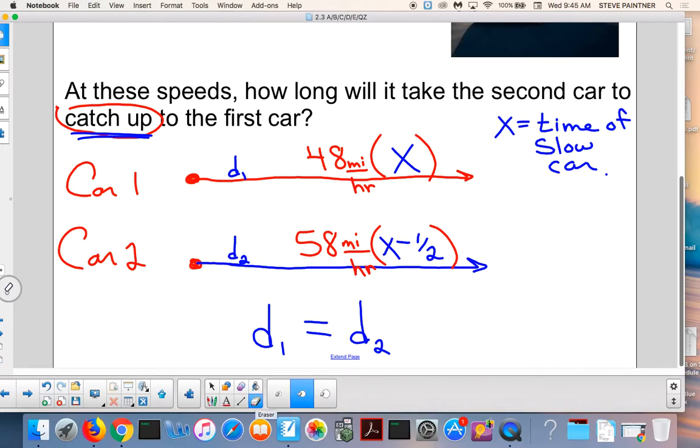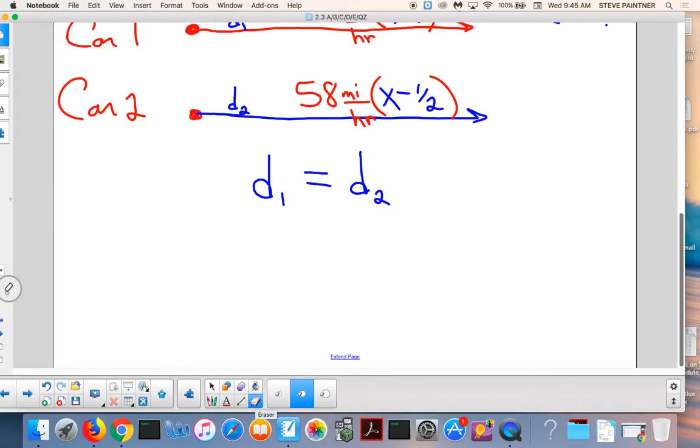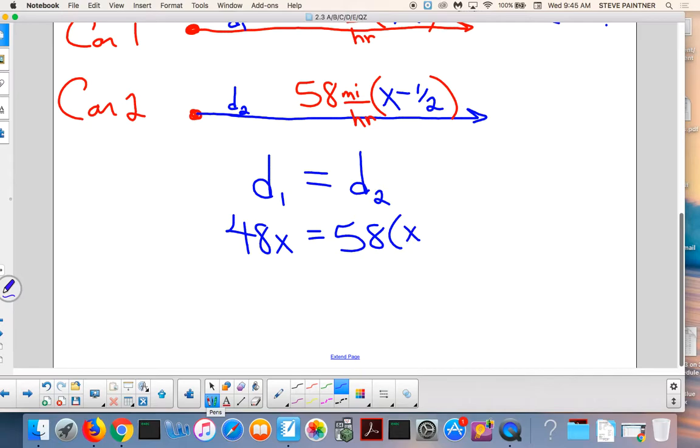Set them equal to each other. Let's do it. 48x, right? Equals 58x minus a half. There you go. Solve it. See what you get. Do it, do it, do it.